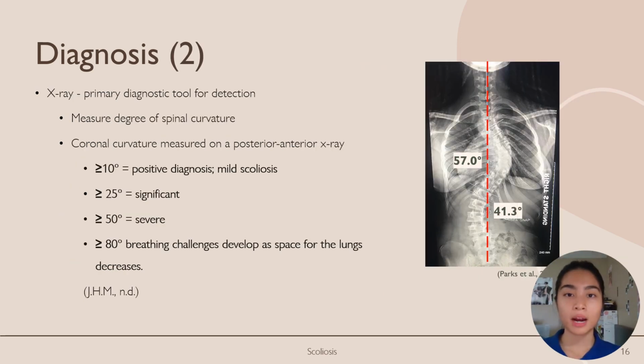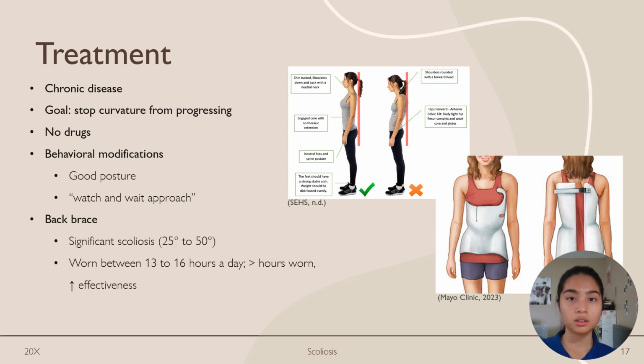The X-ray is a primary diagnostic tool for detection, to measure the curvature of the spine. Over here, an X-ray has been done, and a healthcare provider has inserted points to generate a curve. 10 degrees or more is a positive diagnosis for mild scoliosis. 25 degrees or more is significant, 50 is severe, and 85 degrees or more is very severe, where it could affect other organs, such as taking space from the lungs.